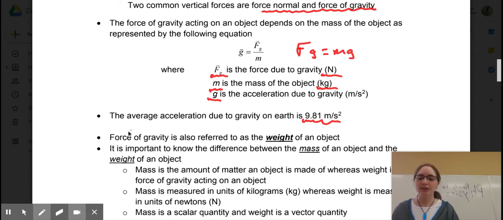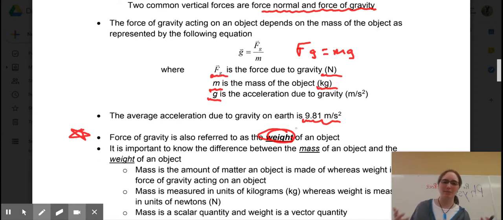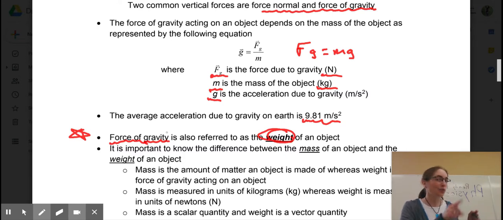For this next piece, I want you guys to put a star, and we're going to look at the term weight. Now, in day-to-day language, we tend to use the word weight and mass as meaning the same thing. They're not. Sorry, guys. The force of gravity is another term for weight. So if I ever say the word weight in a calculation, which I will, it really means Fg. So keep that in mind.